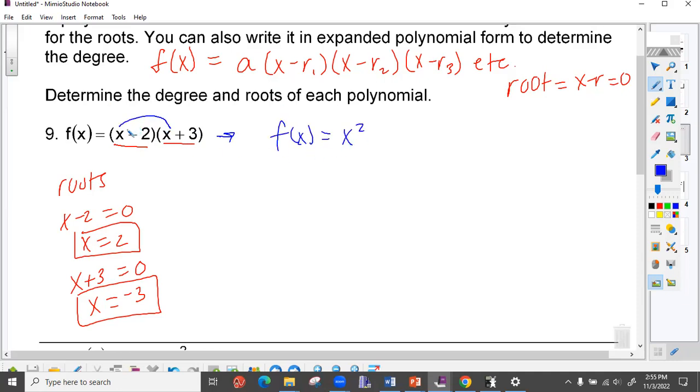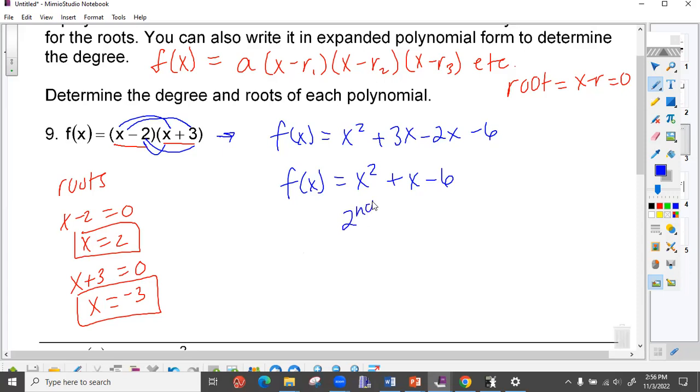So I'm doing FOIL. First, outside, inside, and last. So my expanded function equals x squared plus x minus 6. Oh, okay, I get it. Okay, so then what's the degree of my function? The degree is 2. So this is a second degree polynomial, which we knew.